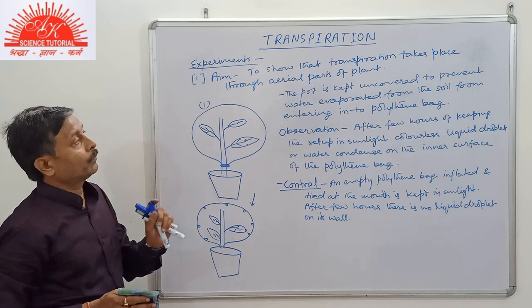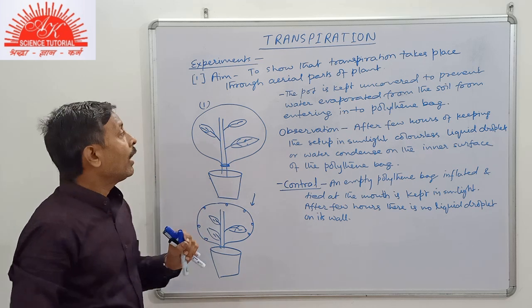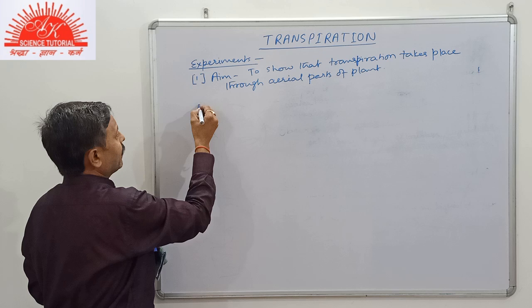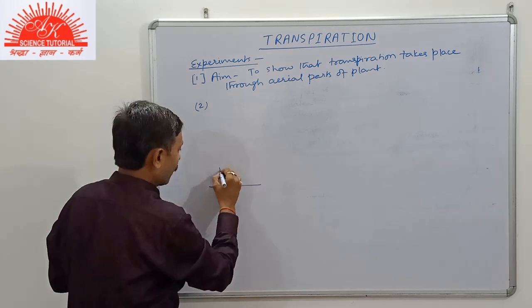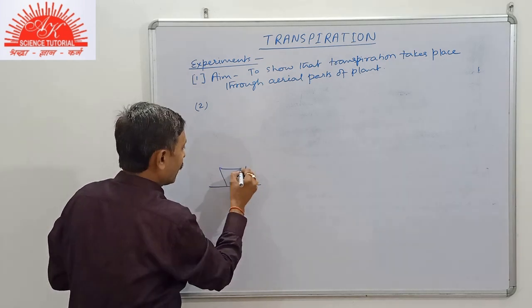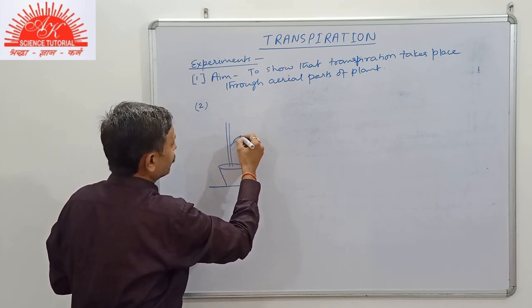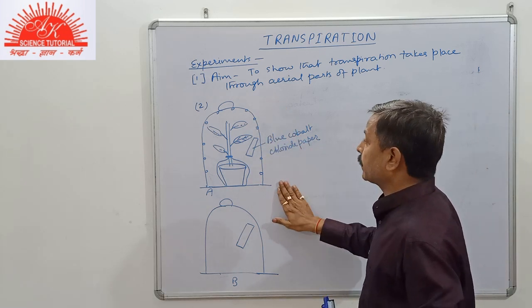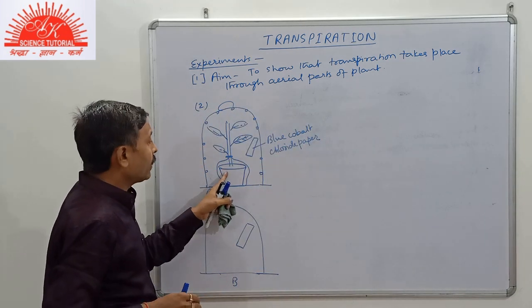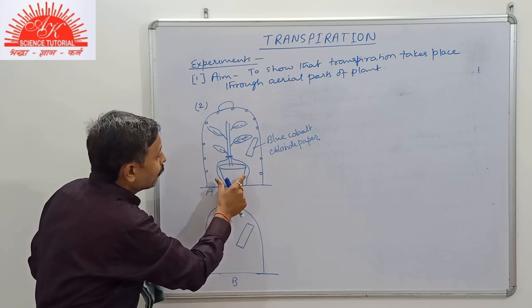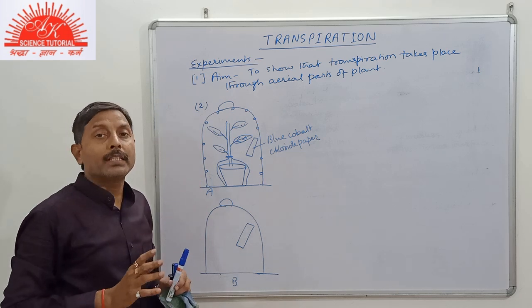Clear, students? Now, for the same aim of the experiment, we have another experiment, the second experiment related to it. That is also known as the bell jar experiment. Again, we take a well-watered potted plant and cover it with a bell jar. Now, this is the setup. In setup A, we take a well-watered potted plant. The pot is kept enclosed within a polythene bag, but the aerial part this time is kept uncovered.